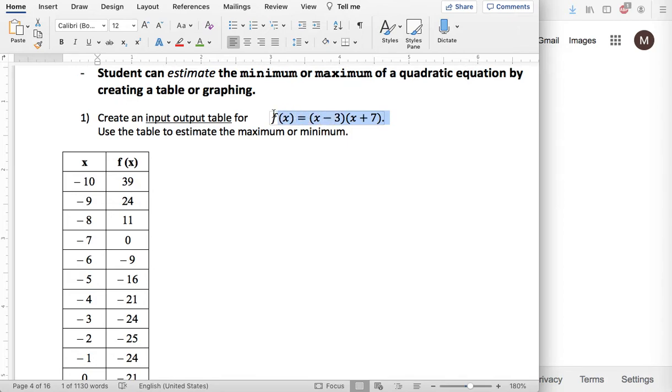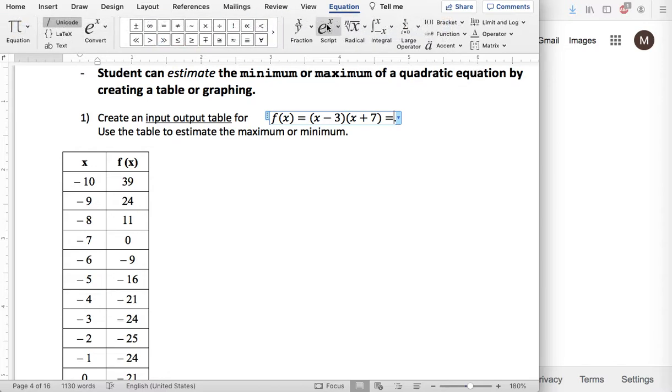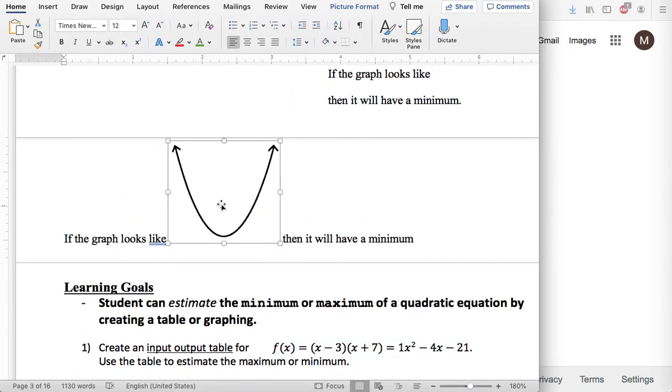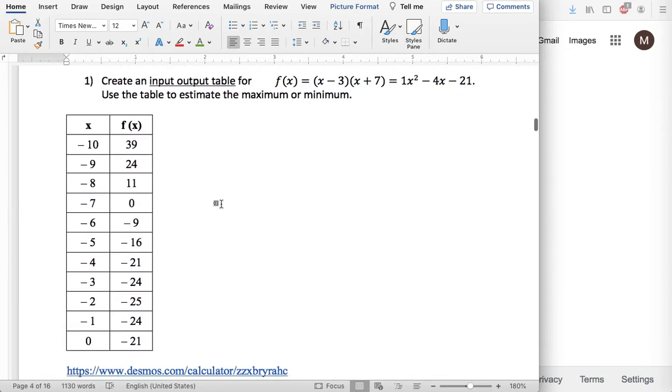So first, looking at this, will this have a minimum or maximum? This equation right here, if I were to multiply it out, would equal x squared plus 4x minus 21. The leading coefficient here is the number in front of x squared. If there is no number there, that is a positive 1, because this is a positive leading coefficient. That means it's going to look like this, and it'll have a minimum. Okay, so we know that already.